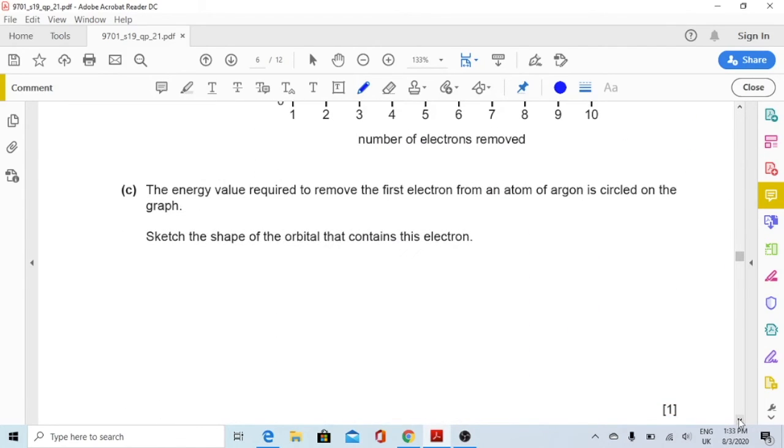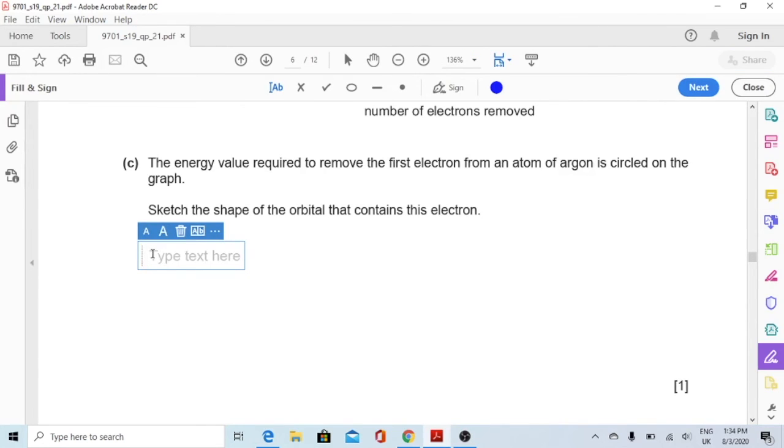Part C. The energy value required to remove the first electron from an atom of argon is circled on the graph. Sketch the shape of the orbital that contains this electron. So the first electron from an atom of argon. First, I'll write all the orbitals of argon.